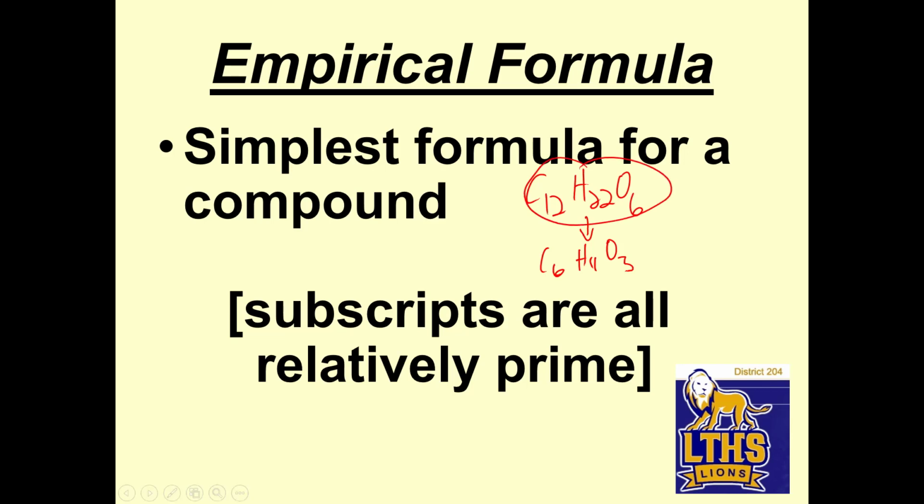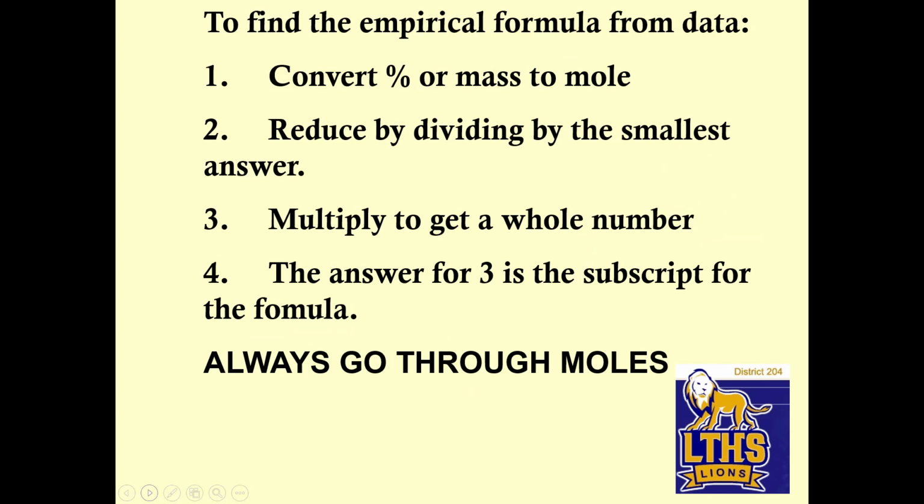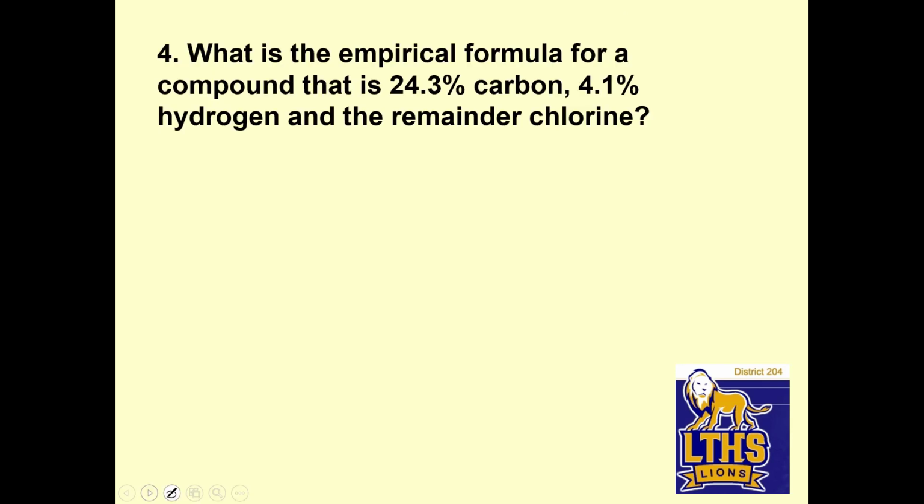Okay, this would be the exact formula, which is called the molecular formula, and this is the empirical formula. So let's show you how to do that. To find the empirical formula from data, they've given a percentage or masses, and you convert them to moles as always. Reduce them by dividing by the smallest number. Multiply to get a whole number. The answer for 3 is the subscript to the formula. This is better off just doing it.